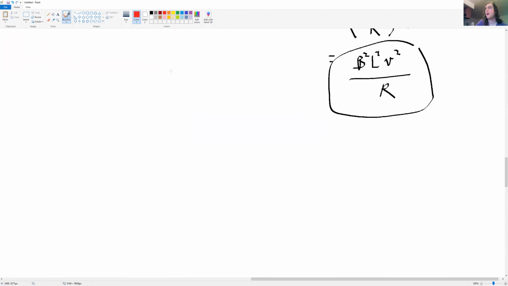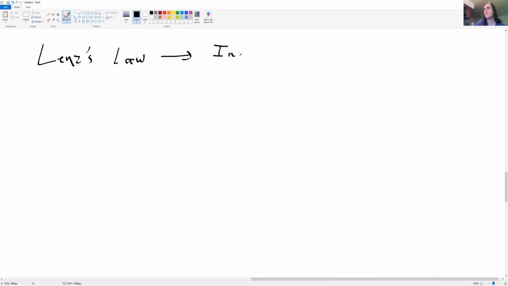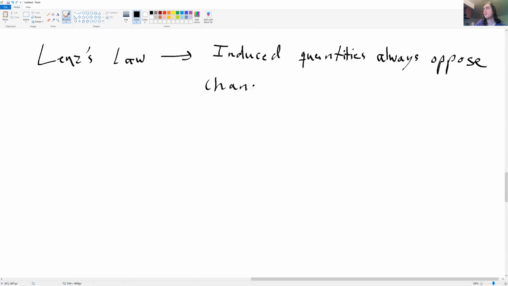Okay. We already covered motional EMF, and Lenz's law is something that we've seen already. Let me just write down Lenz's law. Lenz's law means induced quantities always oppose changes in the ambient quantities.